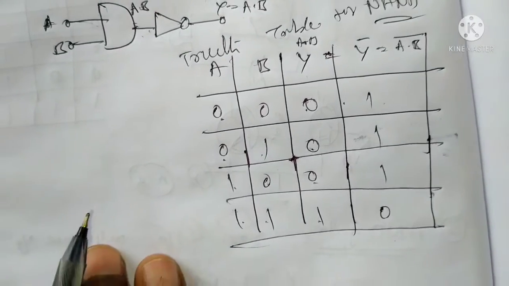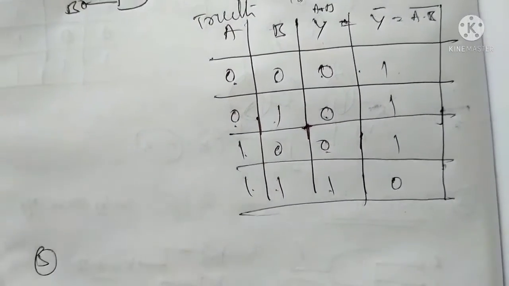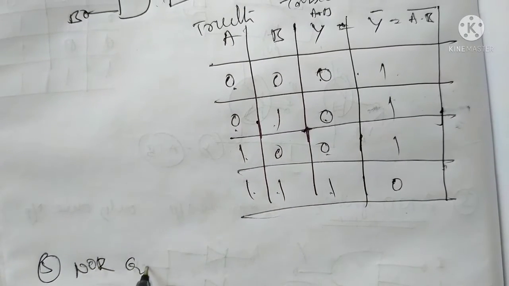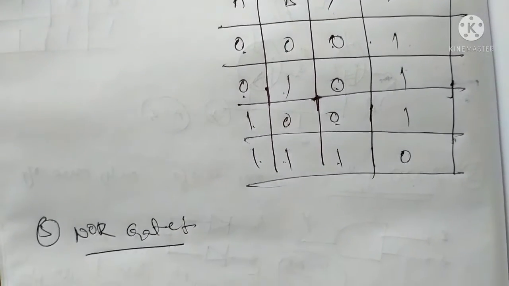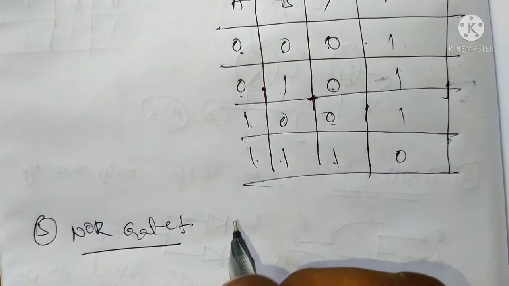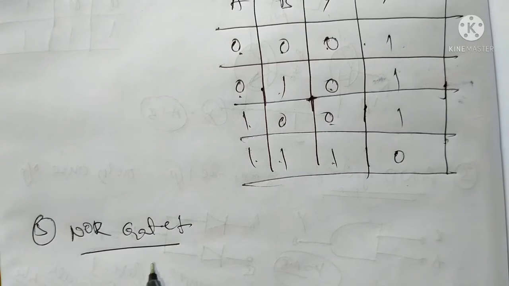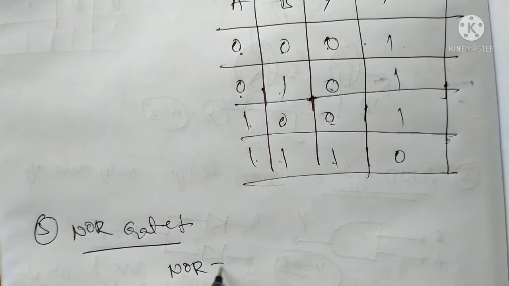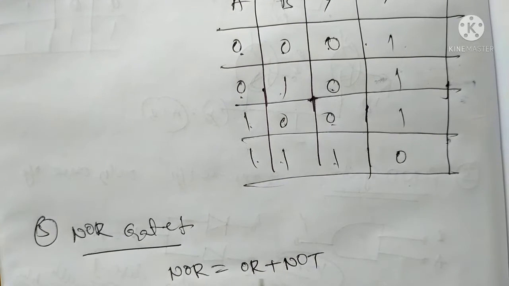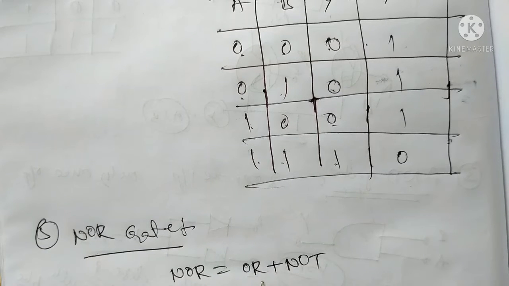Now the fifth gate is the NOR gate. A NOR gate has two or more inputs and only one output signal. The signal is passing from input to output. NOR gate is equal to OR gate plus NOT gate. This is also a universal gate. A universal gate is nothing but a combination of the basic gates.